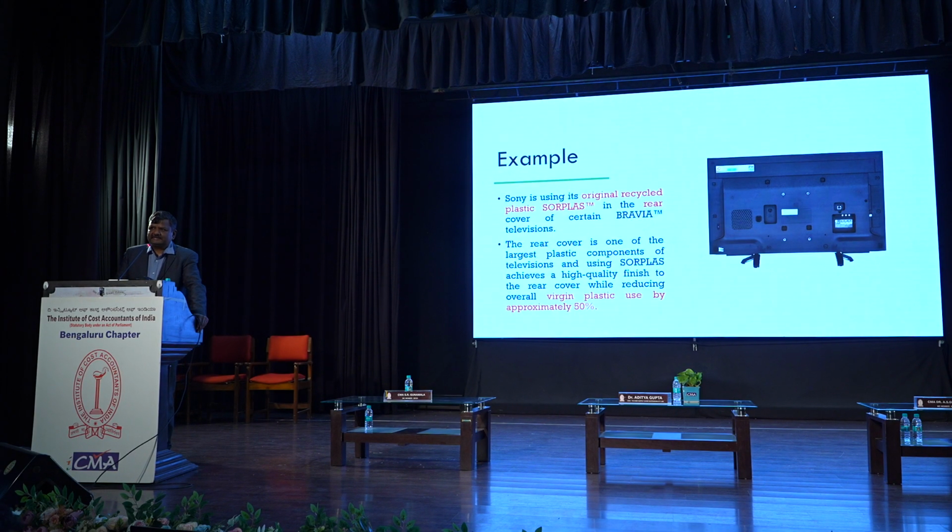Another very good example is from Sony. Sony has a recycled plastic called SORPLAS, and this recycled plastic is used to make the rear part of their televisions. The rear part of the television need not be so fancy. By applying this, they have been able to reduce the usage of virgin plastic by almost 50%.